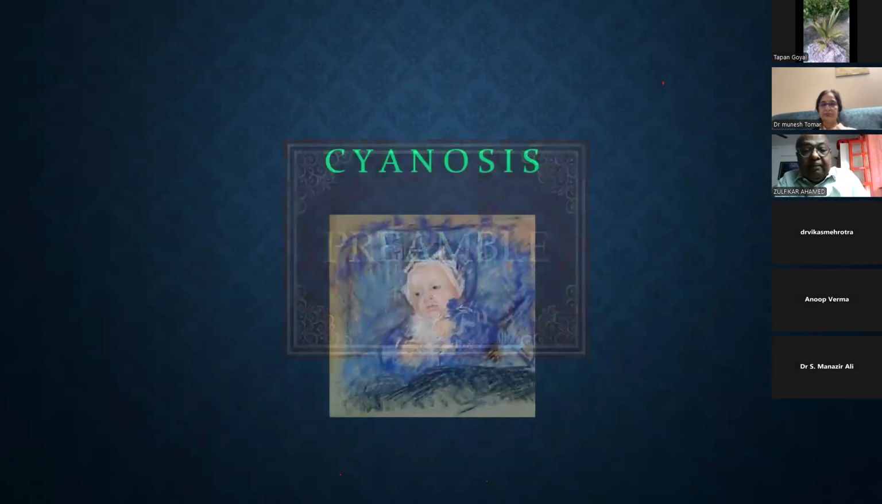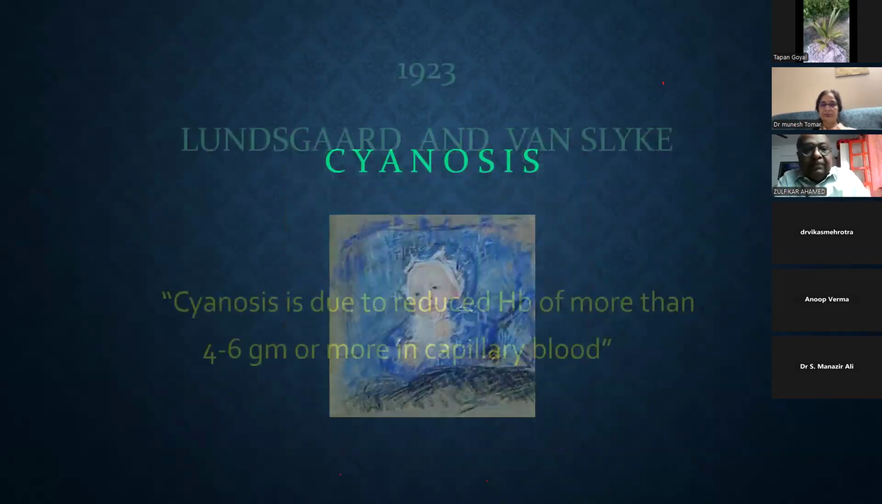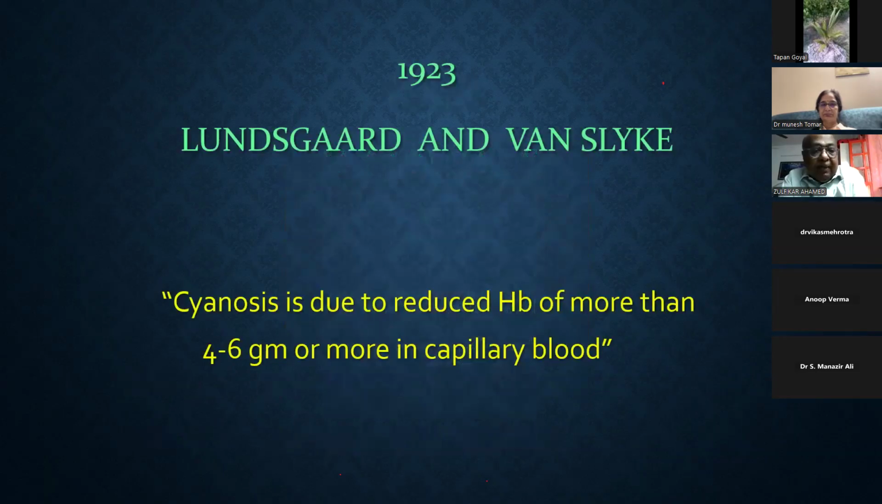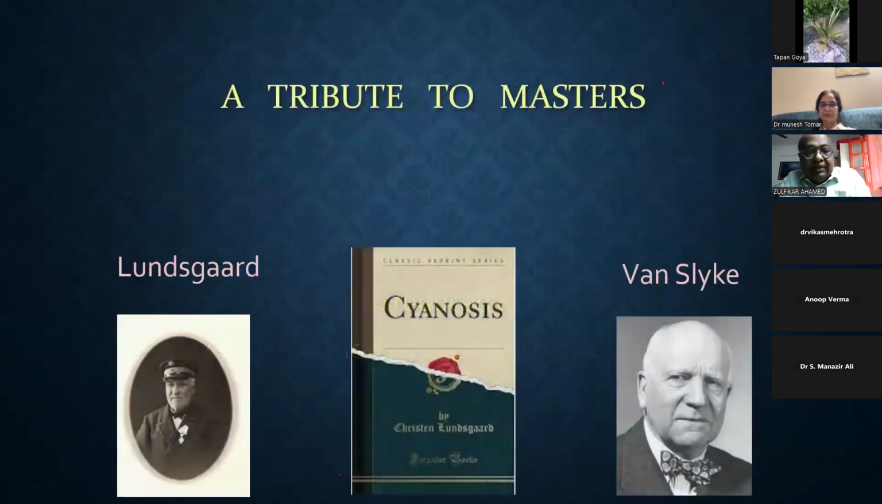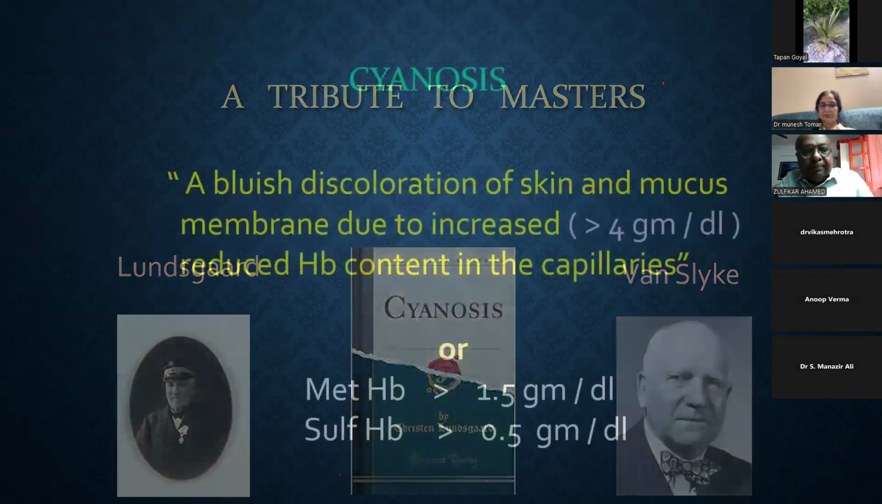Now, as a preamble, two great people, Lundsgaard and Van Slyke, said that cyanosis is due to reduced hemoglobin of more than 4 to 6 grams in capillary blood. This we must remember, and we give a tribute to these two masters, who wrote a book, and especially Lundsgaard, who wrote a monograph called Cyanosis.